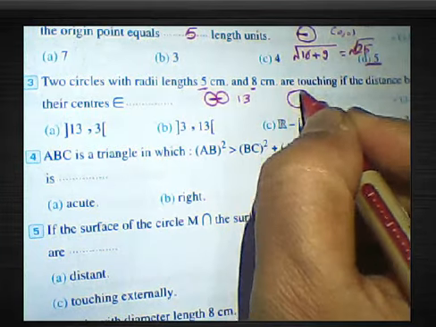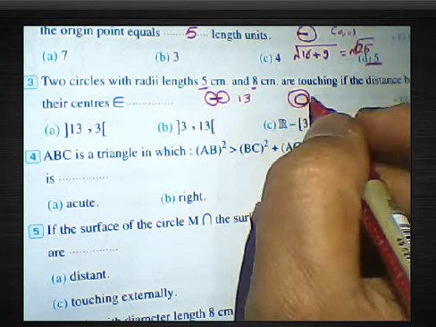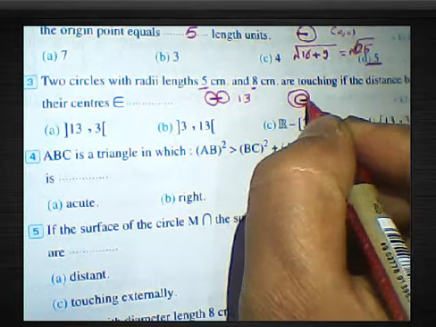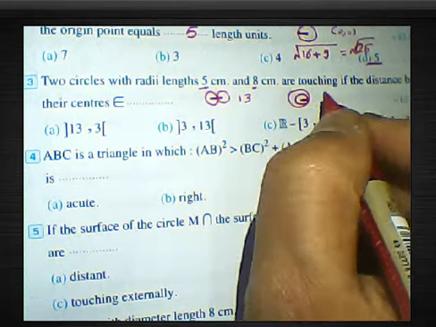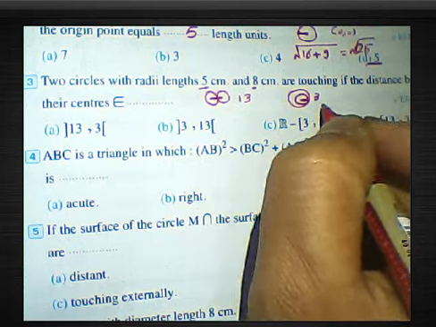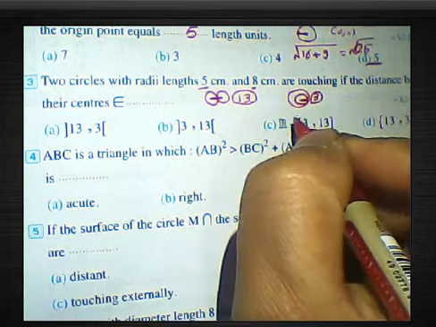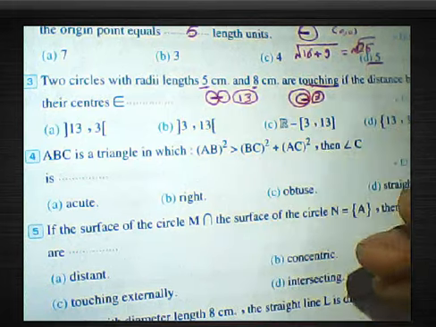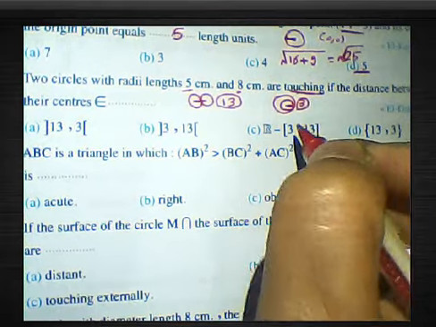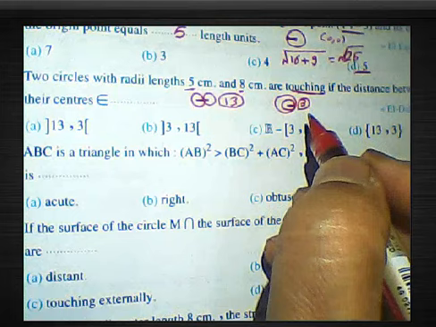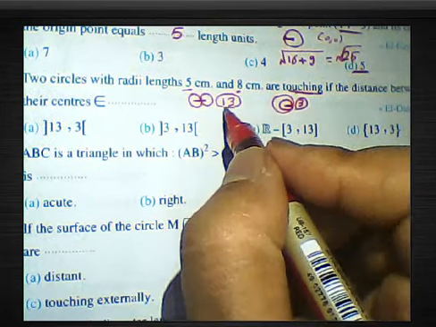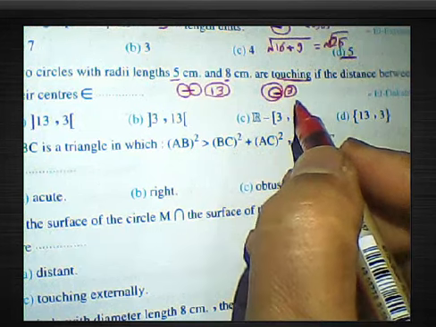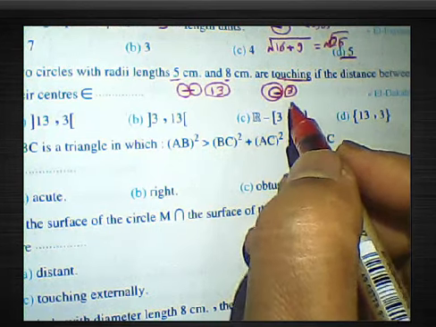But if the two circles touch internally, we find the difference between the radii of the first and second, and we get the distance between the two centers. 8 minus 5 equals 3. Then the distance between their centers will be 13 or 3, because in this example he asked about touching without telling us internally or externally. So you can find the result 3 or 13. If the two circles touch externally, the result will be 13. But if the two circles touch internally, the distance between the two centers will be 3.